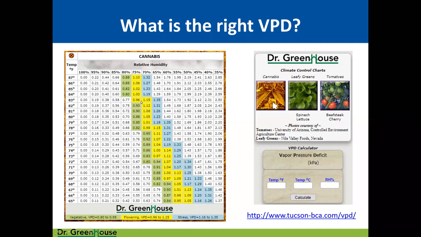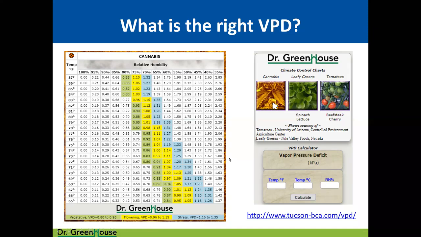I will say with cannabis that we're still trying to figure out what the ideal vapor pressure deficit is, but the way that I've kind of broken it out is by vegetative, flowering, and actually inducing a stress condition.